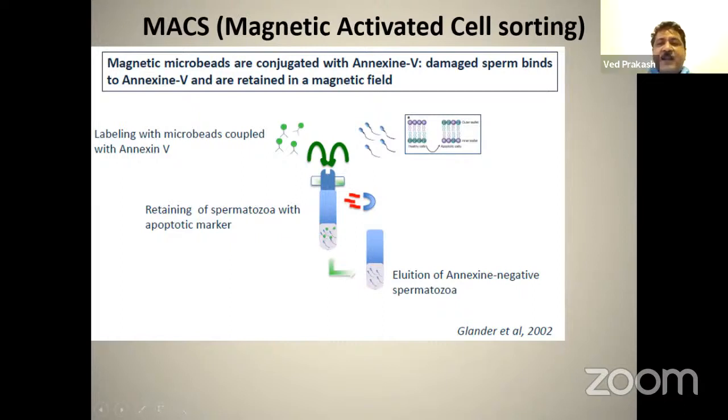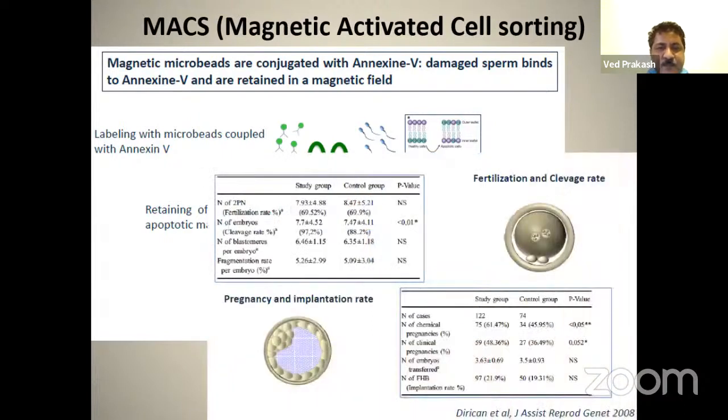So next is the magnetic activated cell sorting technique. It acts like this: damaged sperm bind to annexin V and are retained in the magnetic field. These techniques are not very frequent; people are not familiar with them and they are not so common. It is also showing very good results in fertilization, and cleavage rates are also good, as well as pregnancy rates, according to Dirican et al. in 2007.